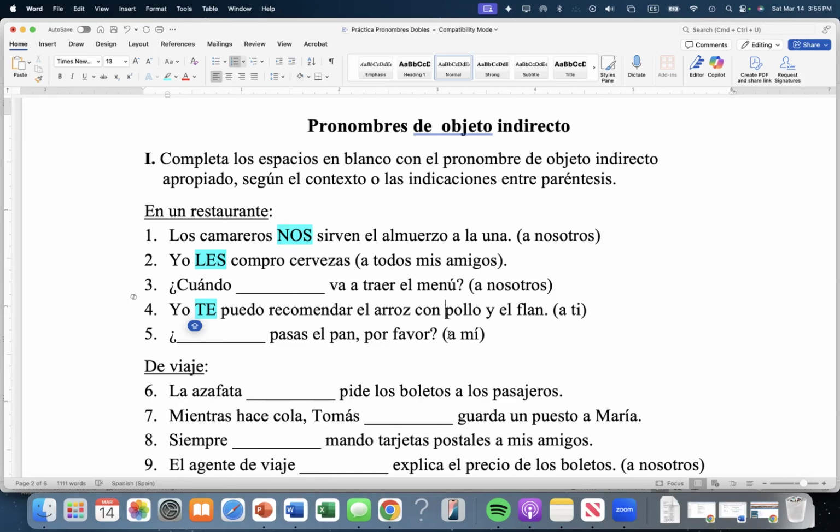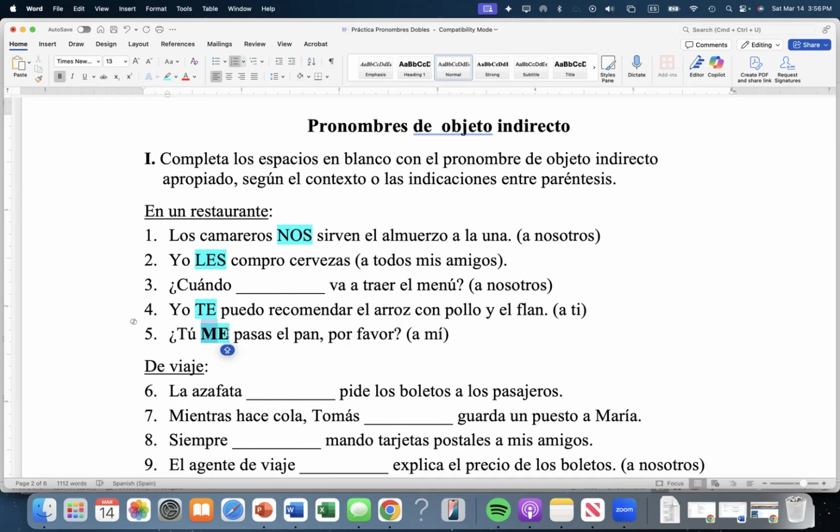See? And then me for number 5, that's me as an indirect object. And then I'm asking you, can you pass me the bread, please? Tú. And then if I am the indirect object, we know that because it says a mí right here, then we say, tú me pasas el pan, por favor. Okay, so far so good.